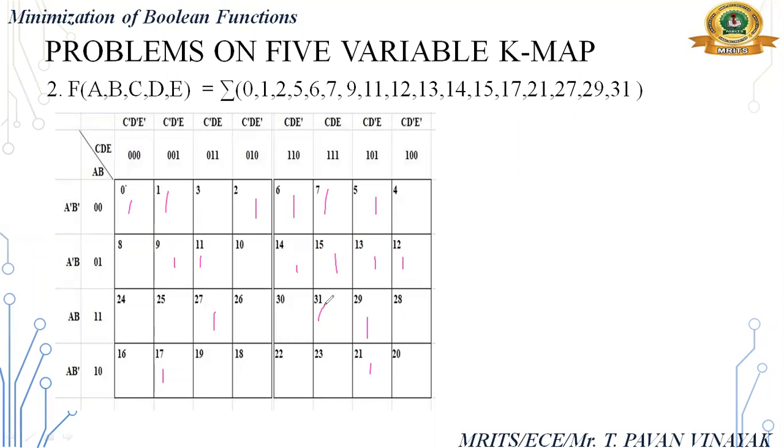32 ones not possible. 16 ones not possible. Next 8 ones, 8 ones are also not possible. So 4 ones. Here don't consider this as 4 ones, because there is a gap. See, there is a gap here, which means it is not reflective. These three and this one are not reflective. So don't consider this as a quad. Okay, remember.